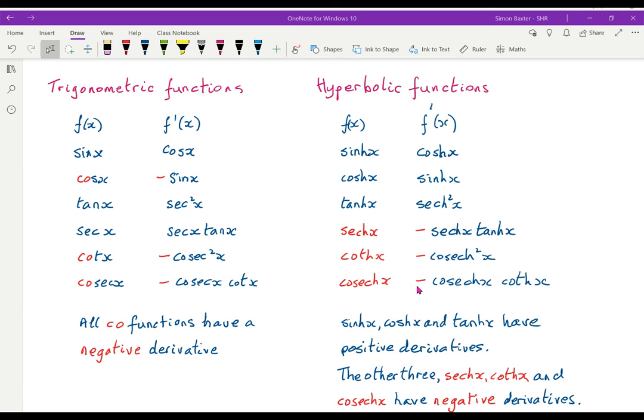The way I remember the minuses on this side is that I think of the three basic trig functions, sin, cos, and tan, as hyperbolic functions. They're all positive, and the other three are all negative. So that's my own method of remembering which is positive and which is negative.